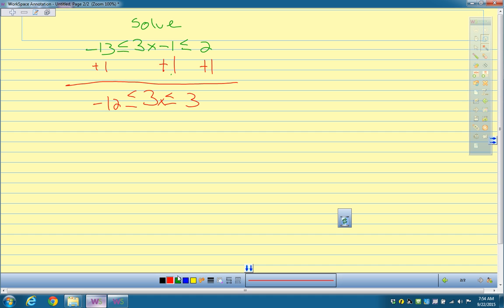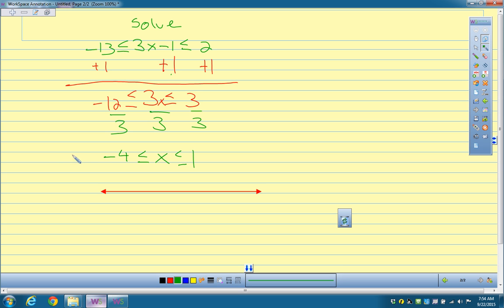Charlie? Divide everything by 3. So you divide this by 3, this by 3, and this by 3. And you get x greater than or equal to negative 4 and less than or equal to 1. On a number line, that looks like, okay? I mean, that's almost set builder notation right there.